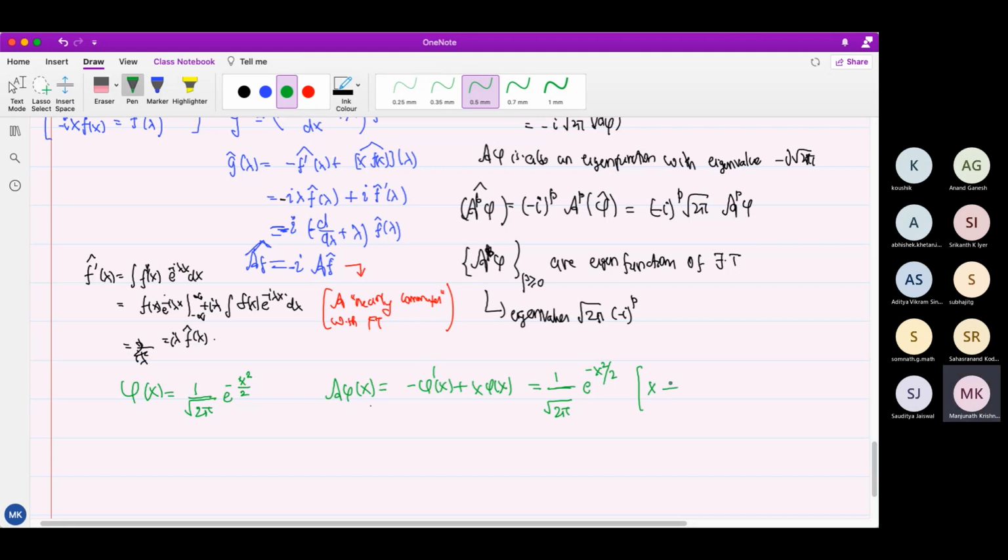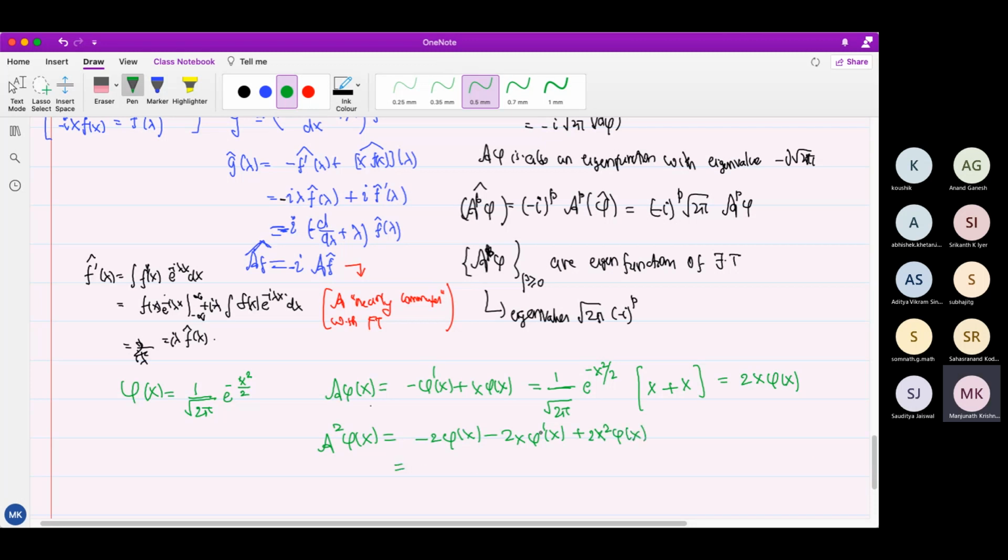Did I make a mistake? No, it is correct. So it is 2x times phi of x. So apply one more time. This is the last computation I will do. If we do that, we'll have to differentiate this. So we'll get minus 2 phi of x minus 2x phi dash of x, plus we'll have to multiply this by x. So that will give 2x square phi of x.